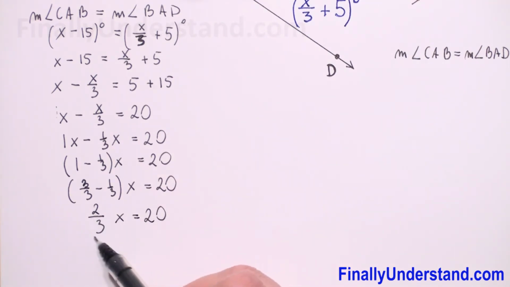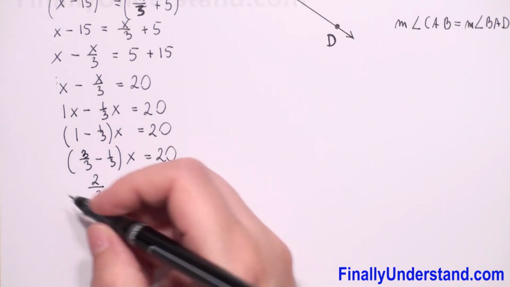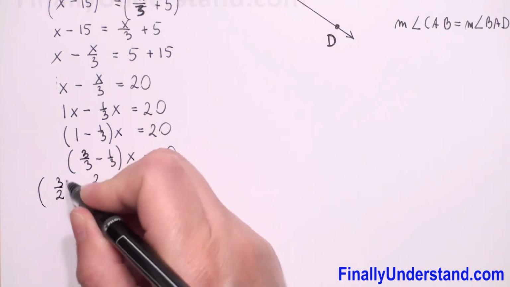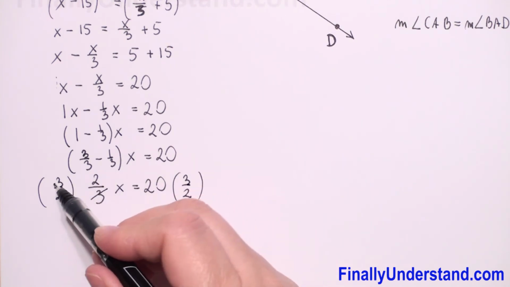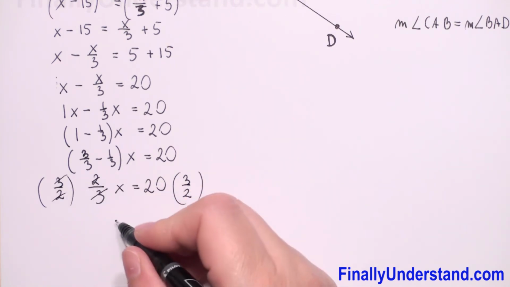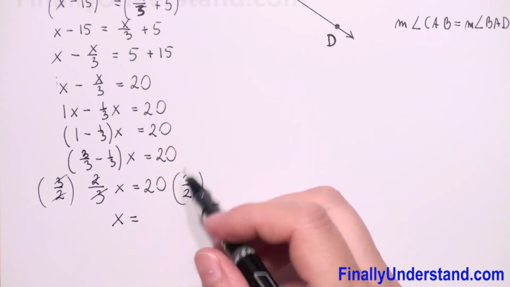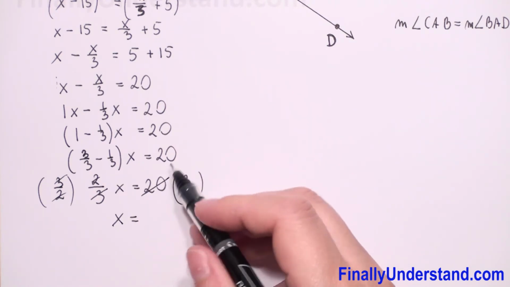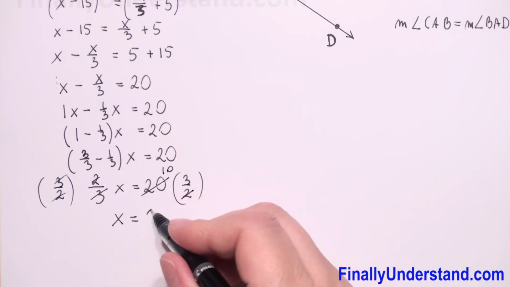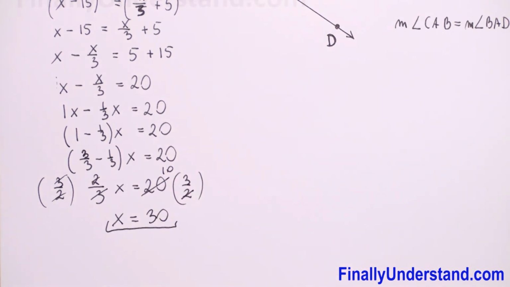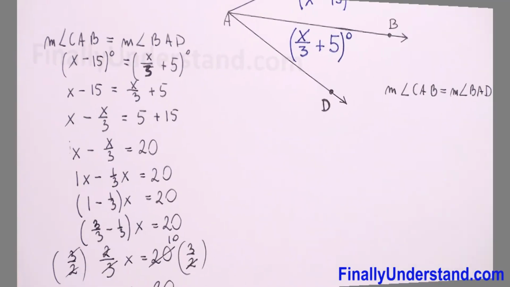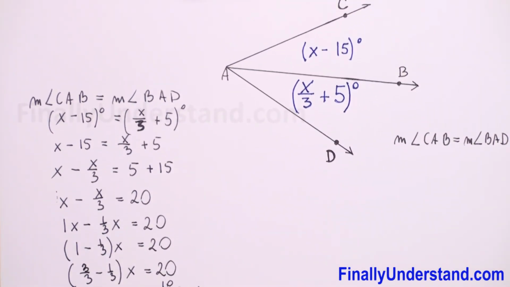Now we can multiply both sides by 3 over 2 to reduce this fraction. So it will be 3 and 3, 2 and 2 we can reduce, and we have that x is equal to 20, with 2 we can reduce, will be 10. 10 times 3 is 30. We have x equal to 30.